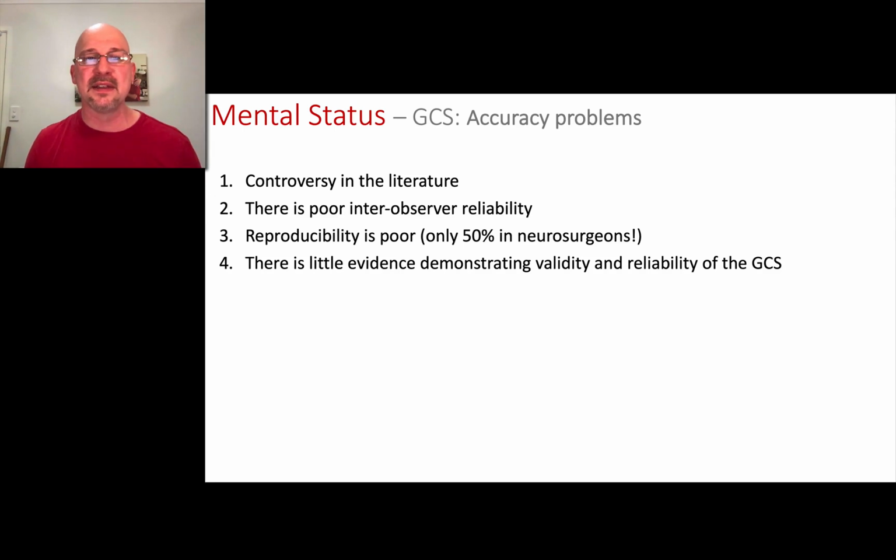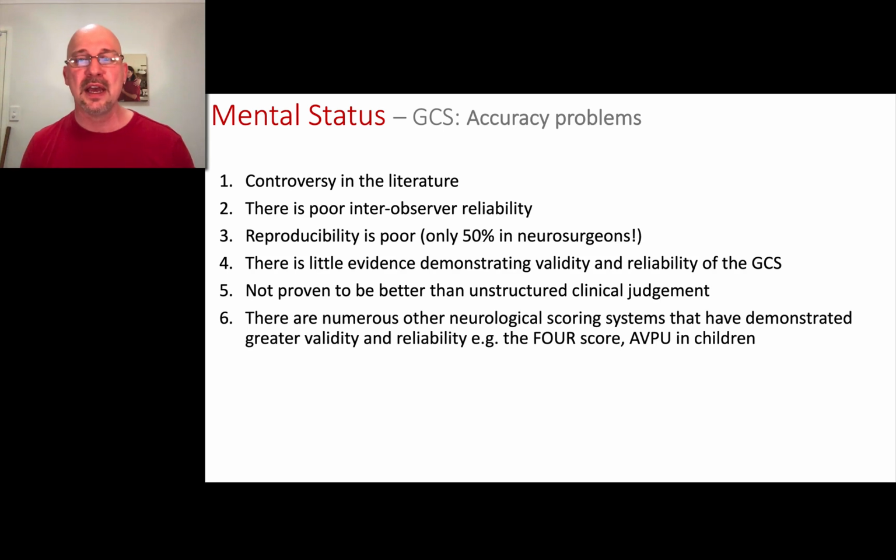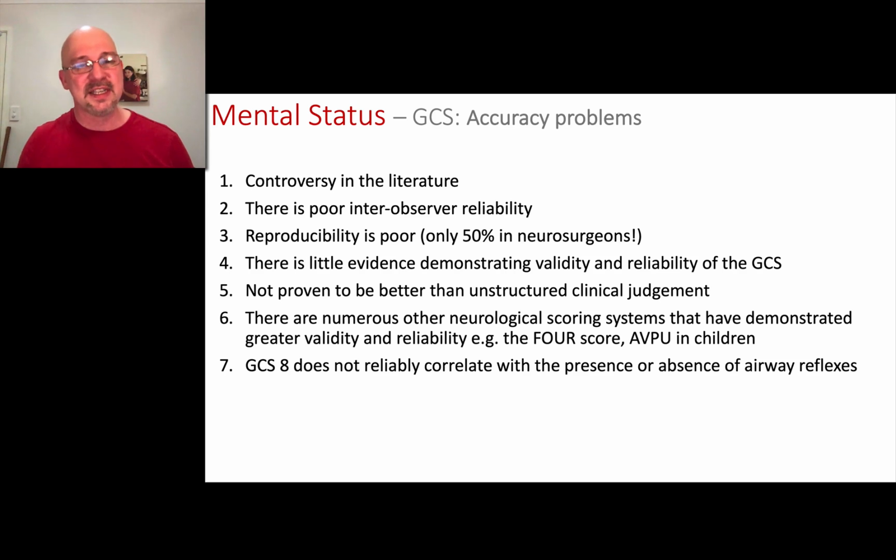There's very little evidence that demonstrates that it's valid or reliable. Unstructured clinical judgment seems to be just about as good. And there's lots of other scoring systems that we can use. We tend to use AVPU, and quite frankly, if you're using AVPU and including a good motor score, including unilateral pathology, you're doing just as well as the GCS, if not better. We've said GCS 8 means to intubate. It's a poor technician who relies on a rule like that. It's a much more sophisticated and nuanced decision about when to take advanced airway control over a patient than just what their additive score is.